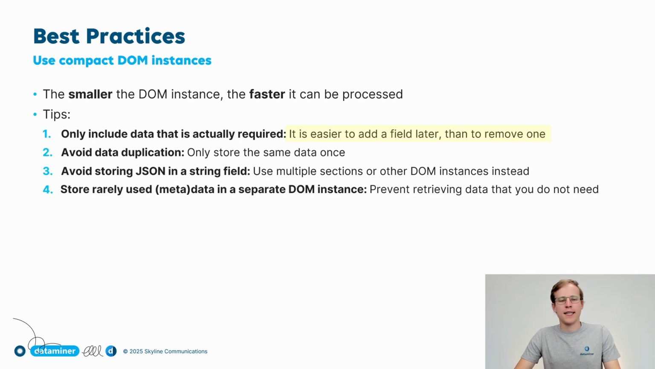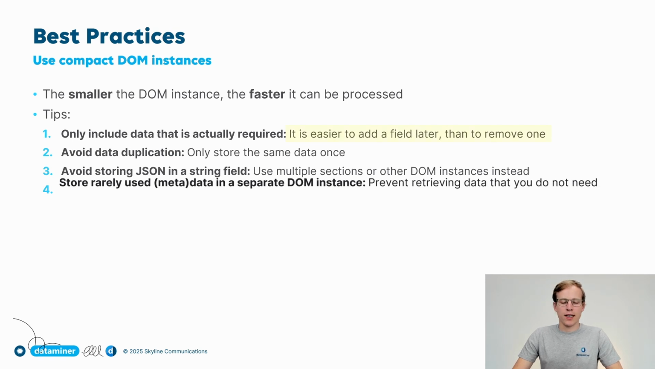The fourth best practice is storing rarely used metadata in a separate DOM instance. That could be a very interesting trick to trim down your DOM instances, by splitting them up into separate ones. Definitely if you want to just display a certain instance on a timeline where you'll only be able to show a few pointers of information, this could be a nice way to reduce the size.